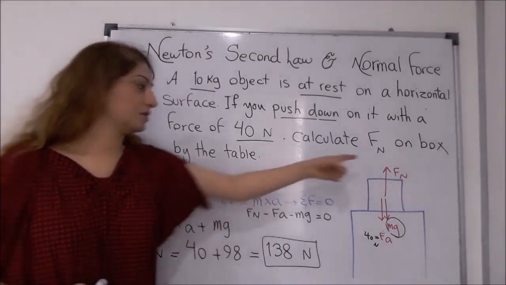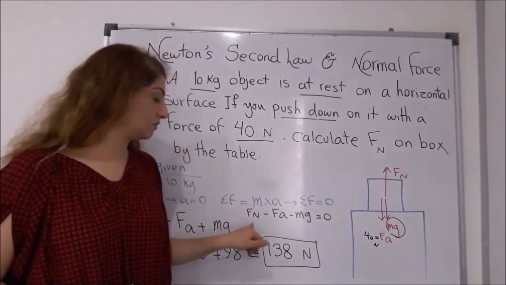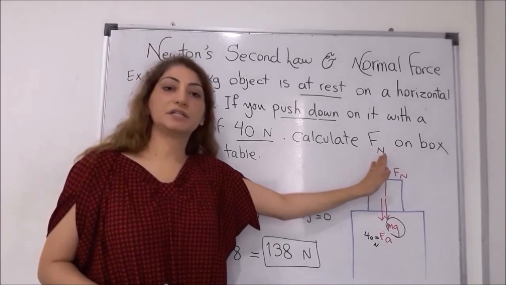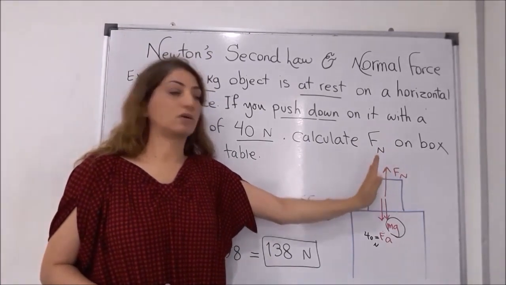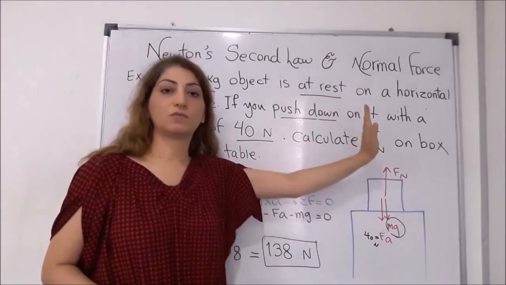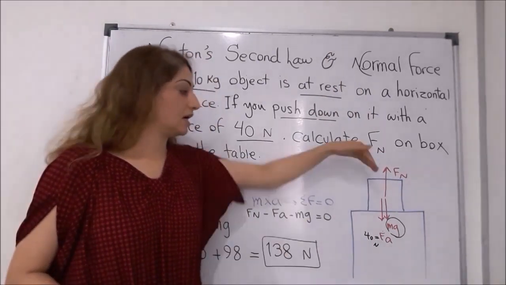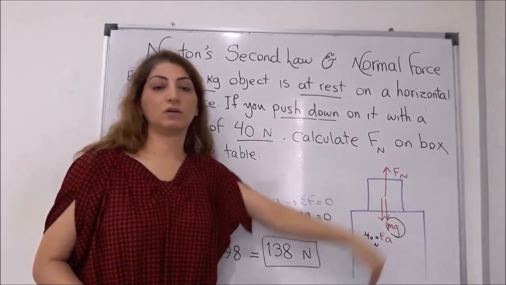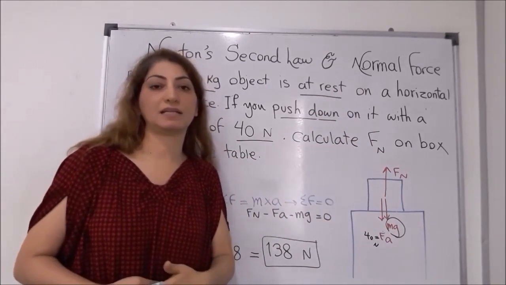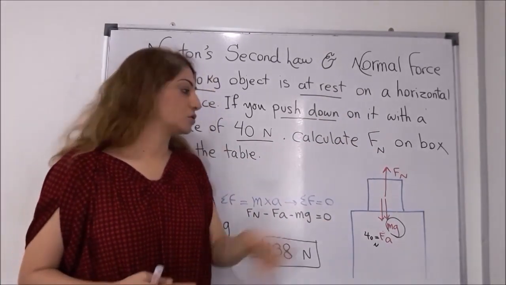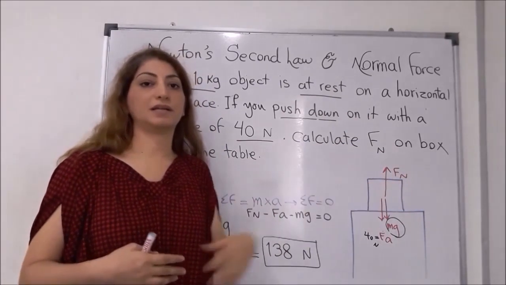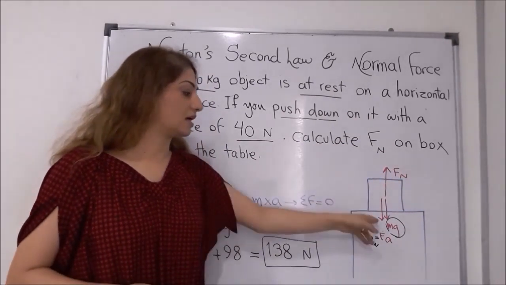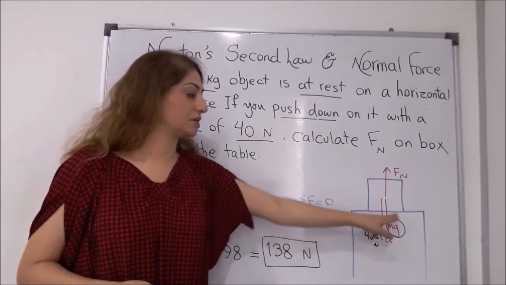Normal force, what does that mean? We consider the upward forces as positive, and the values of the forces that are downward, we consider as negative. So the normal force we consider to be in the positive direction, and the directions of the other forces here are negative.